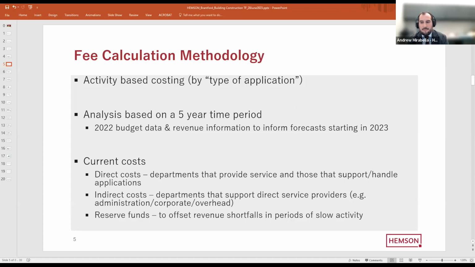Our current costs, as I mentioned, follow that best practice approach between your direct and your indirect costs, as well as an inclusive provision of a reserve fund, which we've allowed for to offset revenue shortfalls in periods of slow activity. That's required under the Building Code Act in order to at least try to capture those costs, which we've done. And then we've also made provisions both on the engineering side as well as the planning side on a reserve fund management side.